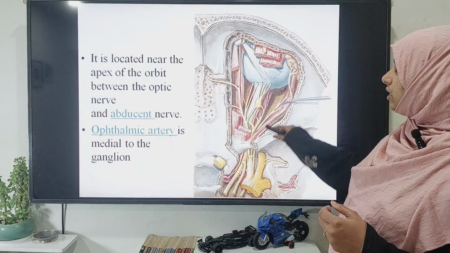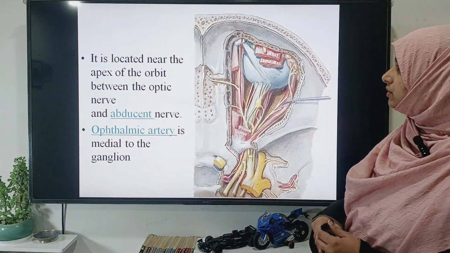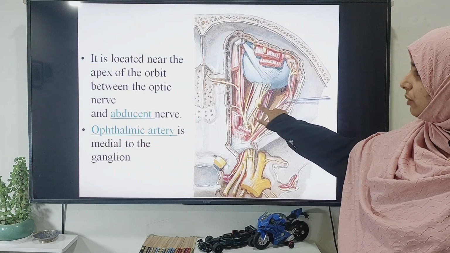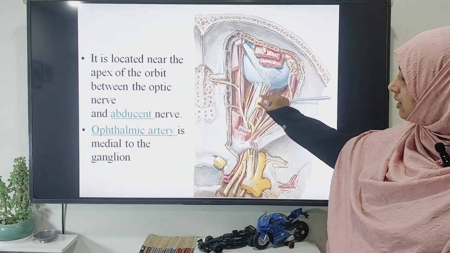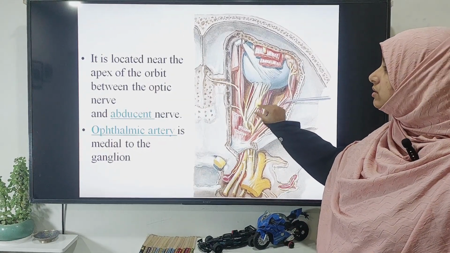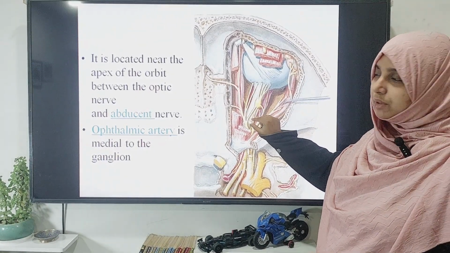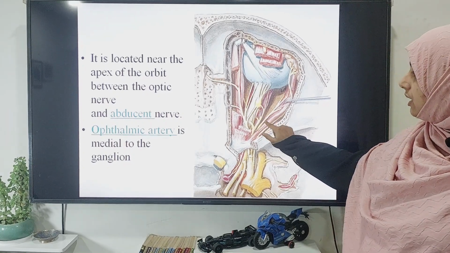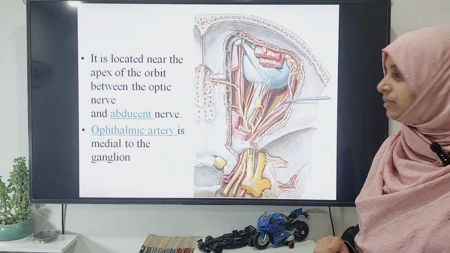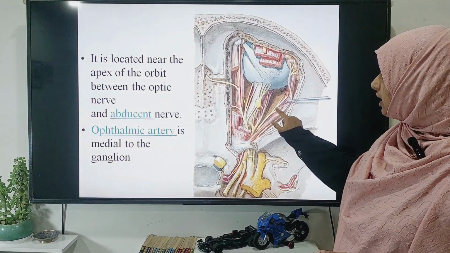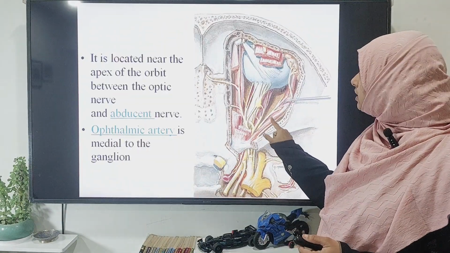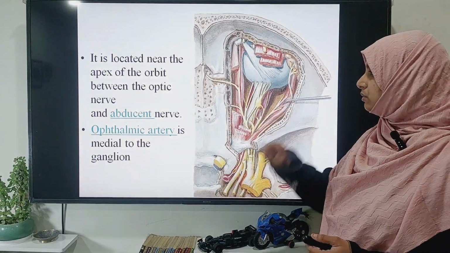I would like to quickly show you the location of the ciliary ganglion. As you can see here, it's present above the optic nerve, drawn a little bit proximally. It might be a little bit behind also. It's located near the apex of the orbit, between the optic nerve and the abducent nerve. This is the optic nerve, this is the abducent nerve, and here we have the lateral rectus muscle. So in between them it is sandwiched.